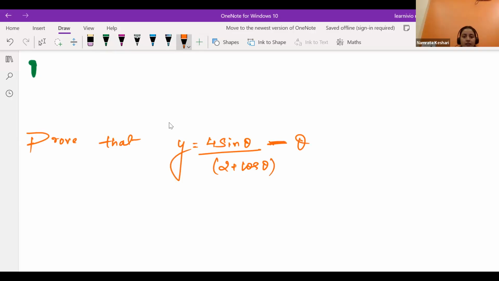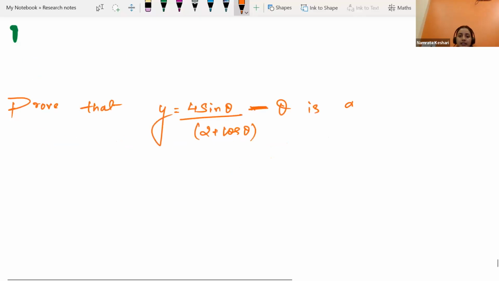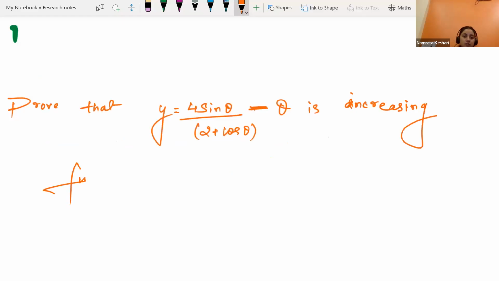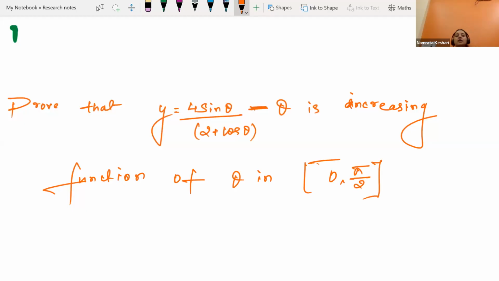No, ma'am, I don't think so. Okay, we have not done it. Let's do it. So we have to show that this is an increasing function of theta in 0 to pi by 2. So basically in this interval it is increasing. This is what we have to prove over here. Let's try proving it.